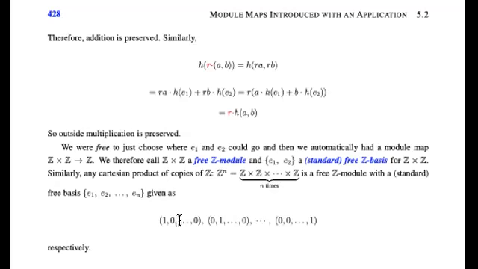And the key idea to remember is there's only one 1 appearing in each of these tuples, and everything else is 0.